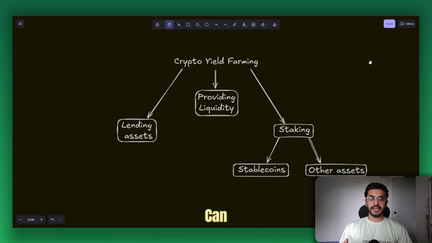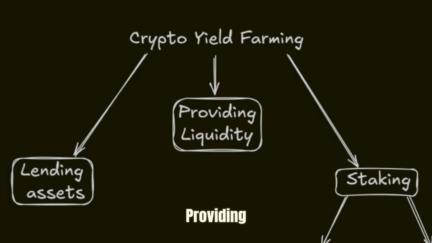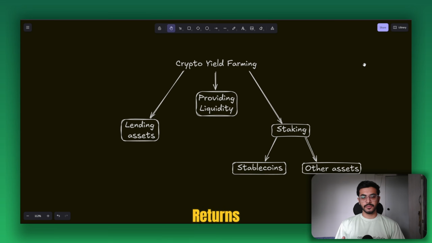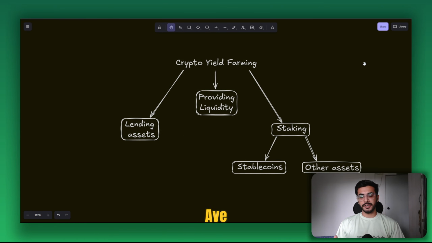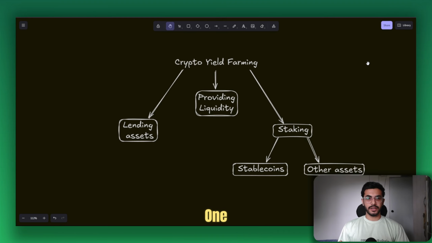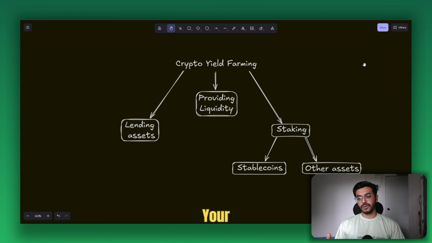Crypto yield farming can generally be divided into three broad categories. The first one being providing liquidity to earn returns through fees or token emissions. The second one being lending your assets on lending and borrowing platforms like Aave to earn interest. And the final one is staking either your stablecoins or other assets to earn returns.